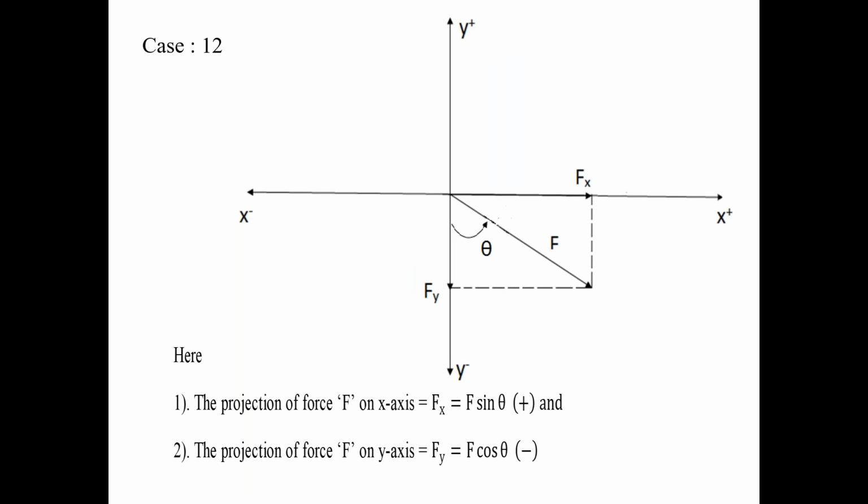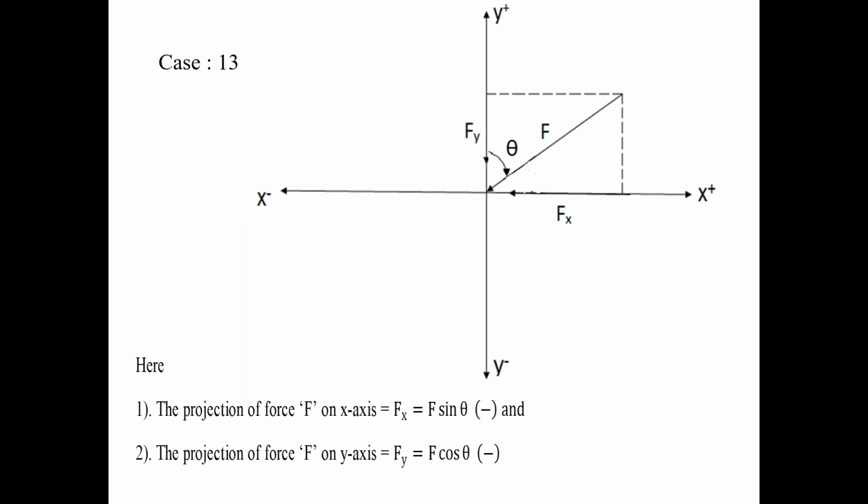Now coming to the 12th condition. Here also the force F is making the angle theta with the y-axis. Again the projection Fx is f sin theta, the projection Fy is f cos theta. Fx is a positive projection, Fy is a negative projection. Then the 13th condition, where the force direction is reversed. In the 9th condition, force F is in the forward direction, whereas in the 13th condition, force F is in the backward direction.